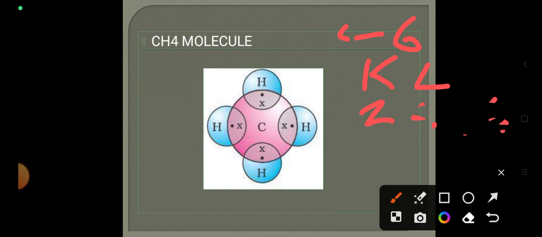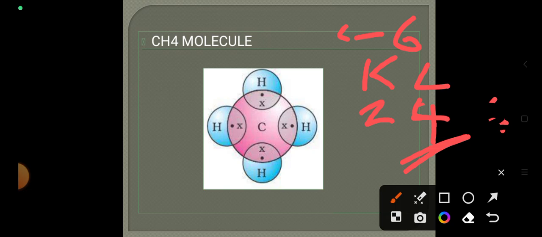Hence, carbon always shares its electrons with other atoms. So you can observe here on the left-hand side the electron dot structure. Here you can see that the cross marks are the electrons of carbon and the dots are the electrons of hydrogen. So the 4 electrons of carbon are sharing their electrons with hydrogen.